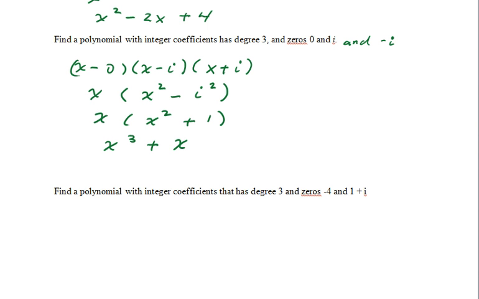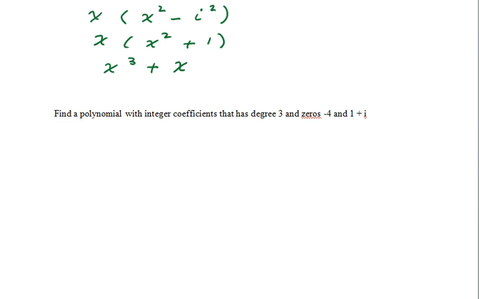And our last example, degree 3 again, and zeros negative 4 and 1 plus i, and by the conjugate zeros theorem, we also would have a 1 minus i. So our factors would be x minus negative 4, which is x plus 4, and x minus (1 plus i), and x minus (1 minus i).